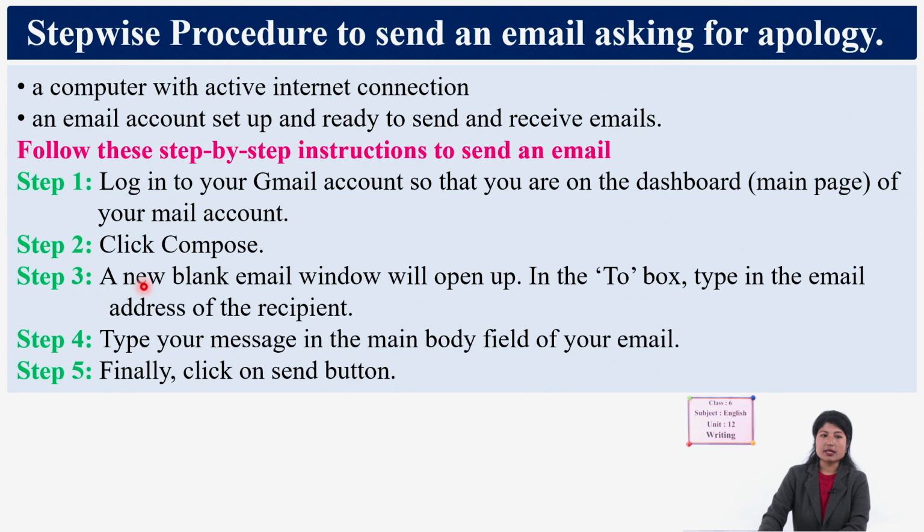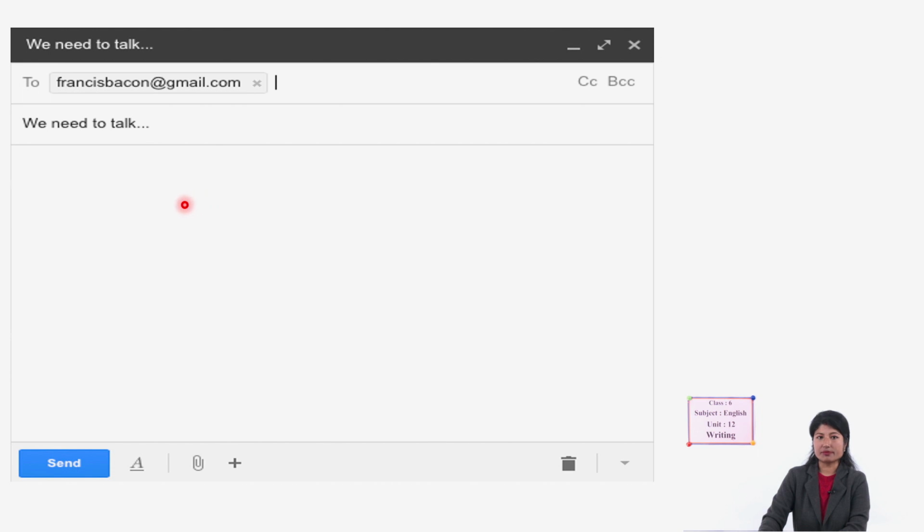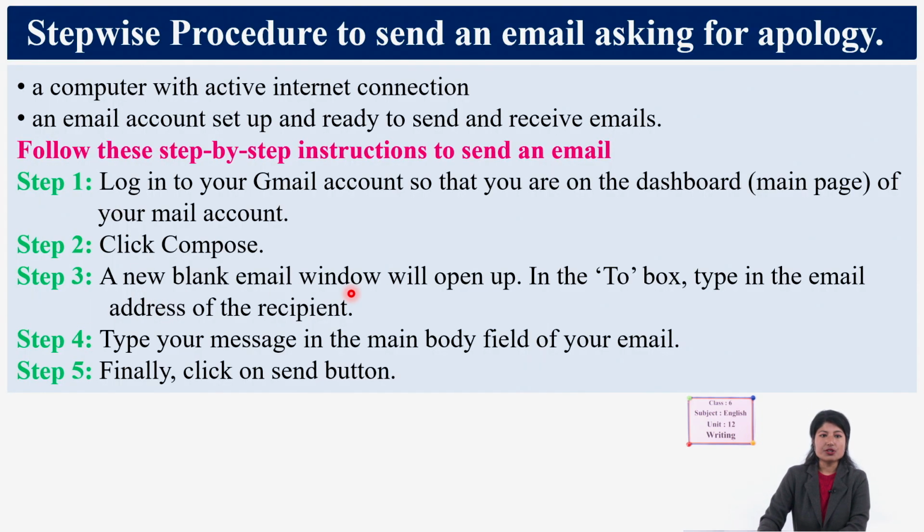Then the third step is that a new blank email window will open. In the To box, type in the email address of the recipient. After clicking compose, what will be there? Such a blank sheet will appear. When this sheet appears, here you need to type the email address of the receiver to whom you are sending your email. You have to write the address over here. A new blank window will be there and you type the email address.